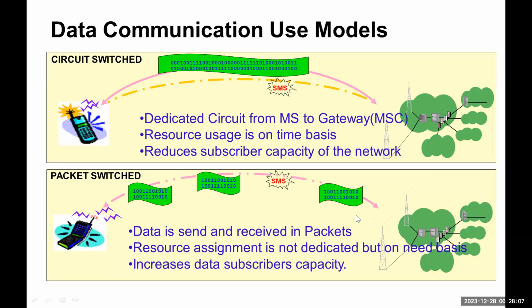First slide shows the data communication models. As we already know, we are almost familiar with the two basic models. First one is the circuit switched and packet switched. Before we move towards the GPRS, let us have a quick recap on these two techniques of data communication.